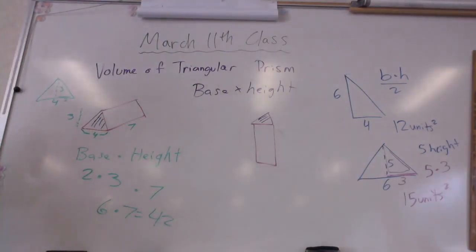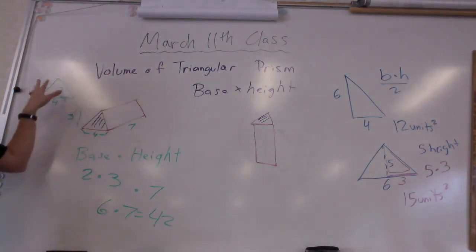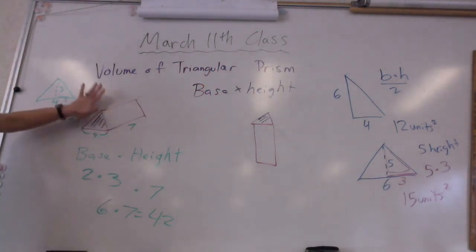Yeah, you're essentially finding half of the base and then multiplying by 2. But remember, that's only going to work if it's this kind of triangle. If you have a right triangle as your base, then none of that really matters. You're just going to do base times height divided by 2 to find the area of the base.